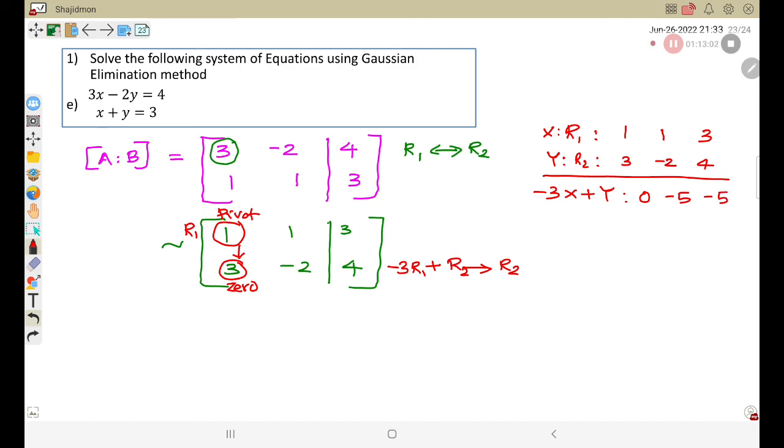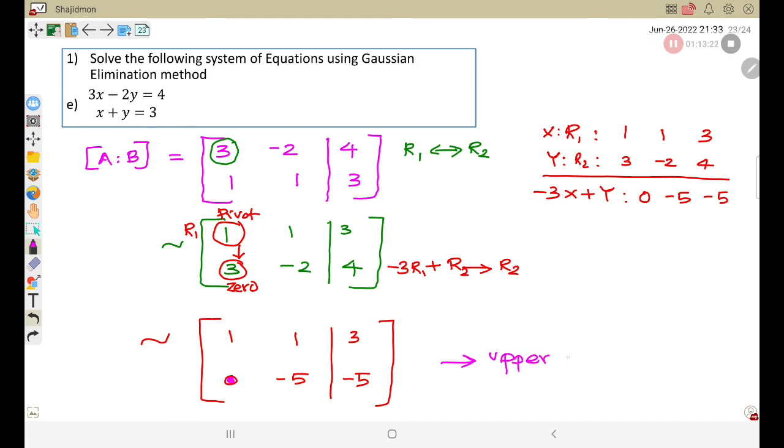You can check the calculator. Okay, not telling the same thing again. So the matrix 1, 1, 3. The second row we changed to 0, minus 5, minus 5. So we get this number 0. So this is upper triangular, because the triangle downside is 0, that is why it is upper triangular.